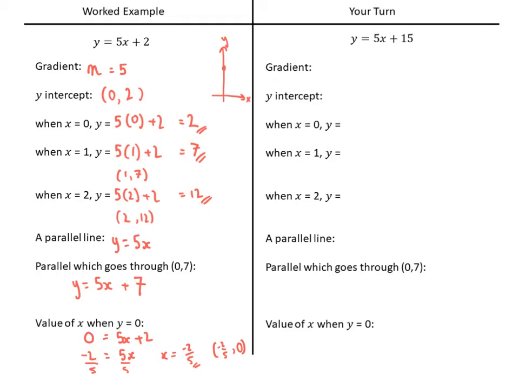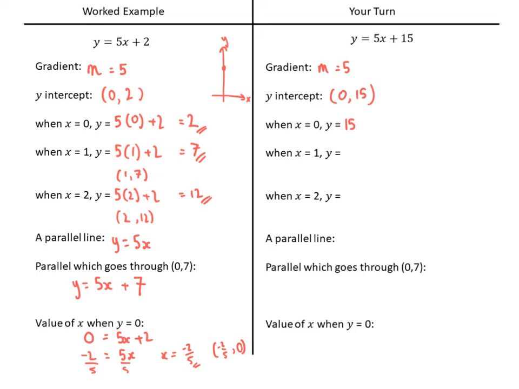Right, hopefully you've had a go at these. This one, coefficient of x is 5, so my gradient is still 5. My y-intercept, I've got this plus 15 at the end, so my y-intercept is going to be 0, 15. When x equals 0, y equals... I could plug in a 0 and do the number work. However, this is just another way of asking what the y-intercept is. When x is 0, y is 15.